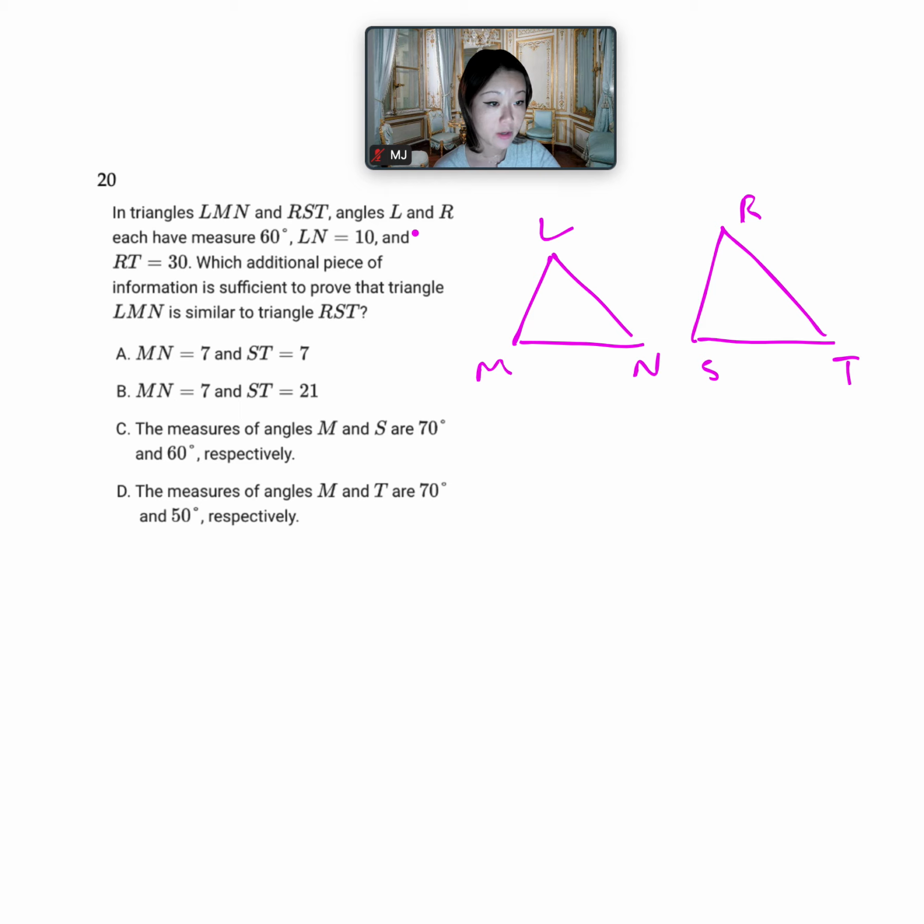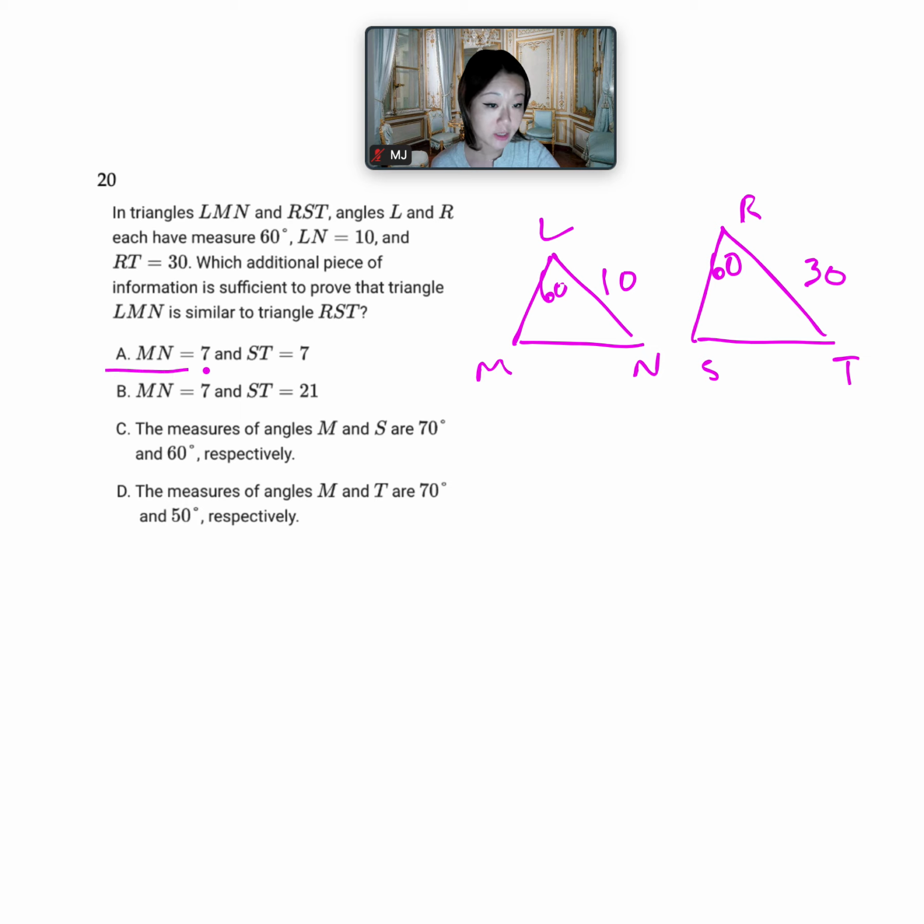So, okay, angles L and R are each going to be 60. I'm going to place our 60s over here. LN is going to be 10 and RT is 30. So what's the proportion between these that we've just created? If you said multiply by 3, then you would be correct. Now let's go down the list to see which one is going to prove similarity.